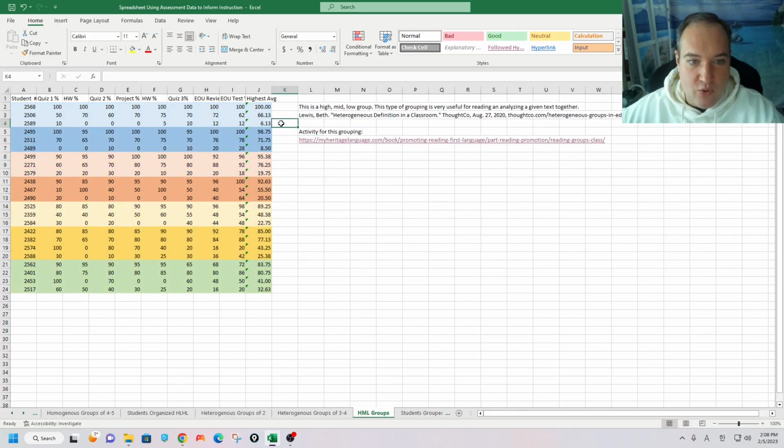Okay, another grouping that I've created is a high, mid, low group. It's useful for reading and analyzing together. You've got the highest student, the lowest student, and someone in the middle. The problem with these heterogeneous groups, I know, is that I keep getting the high kid with the low kid. They keep overlapping, so you'd want to mix it up sometimes. But as I don't really know these kids, I'm not doing that right now.